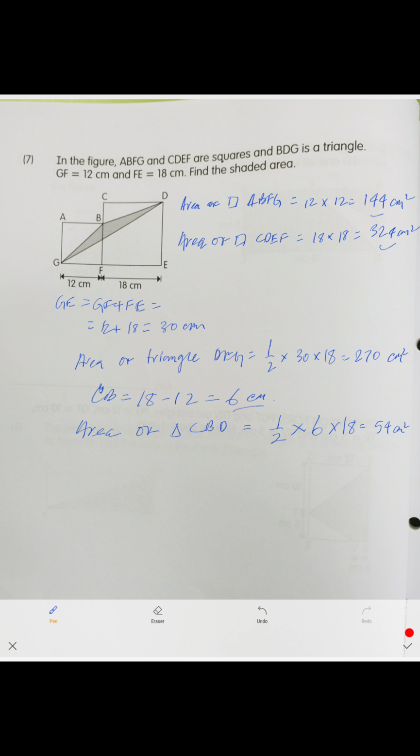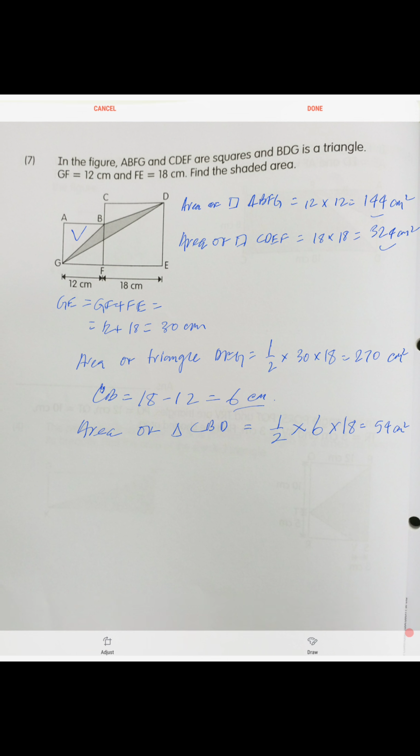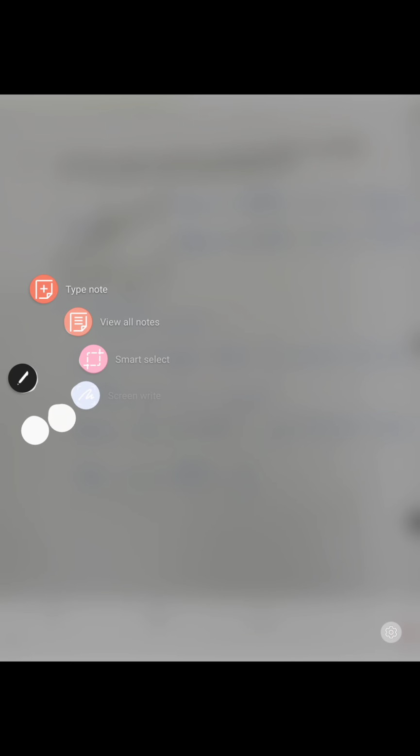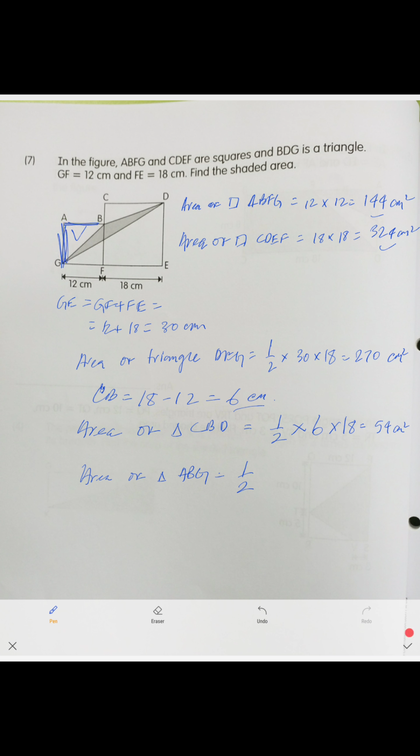Lastly, we find this small triangle, ABG, right? Triangle ABG is very easy. The area of triangle ABG is what? 1/2, and those are the sides of the square, 12 and 12, times 12, which is 72 square centimeters.